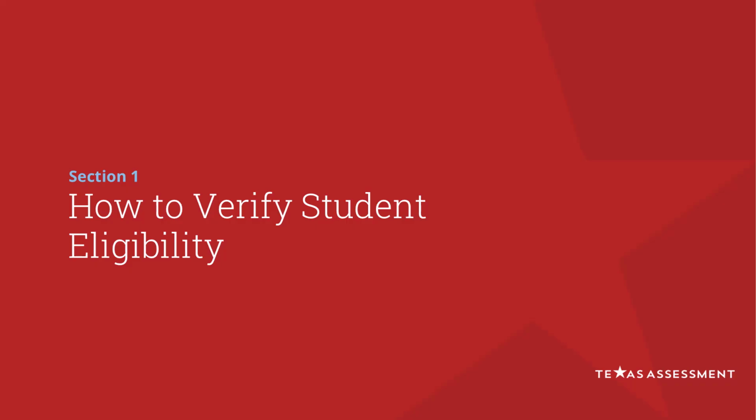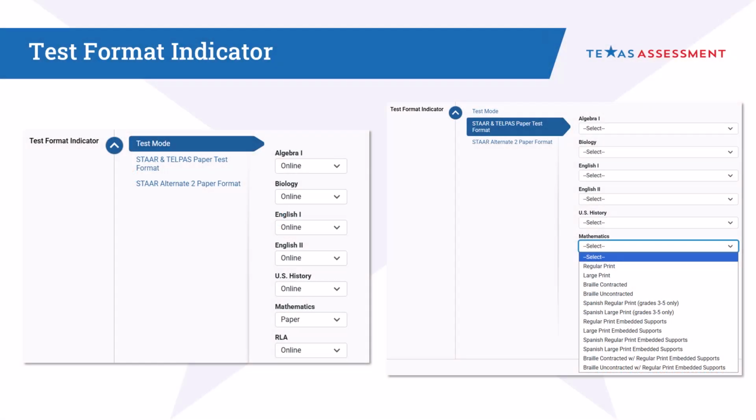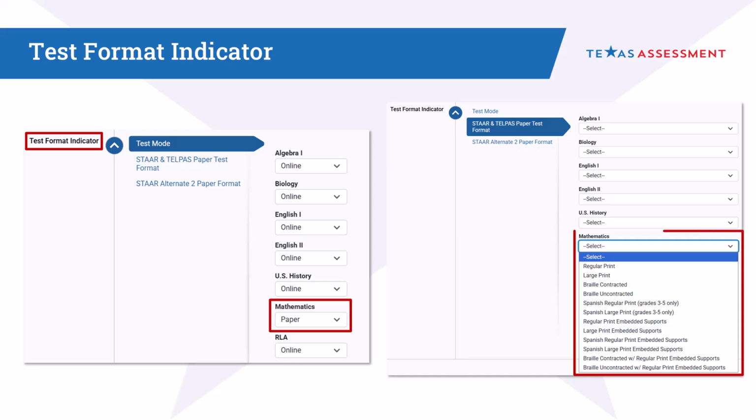First, we will review how district and campus testing coordinators can verify students are correctly registered for STAAR grades 3 to 8 assessments. For STAAR grades 3 to 8 assessments, online is the default mode for all students. Students who are eligible to test on paper should have Paper selected from the drop-down menu in the Test Mode field in the Test Format Indicator panel on the Student Information page, as shown here, prior to the close of an administration's initial order window, indicated on the calendar of events.